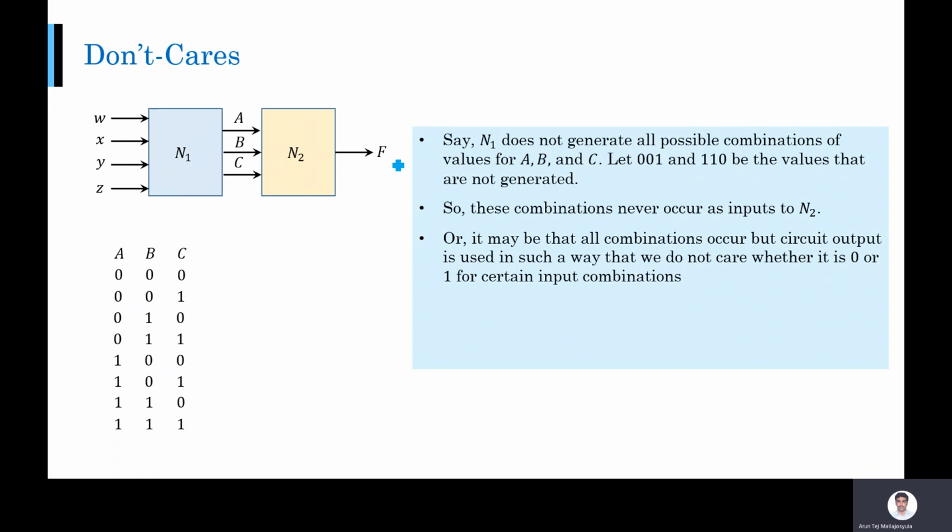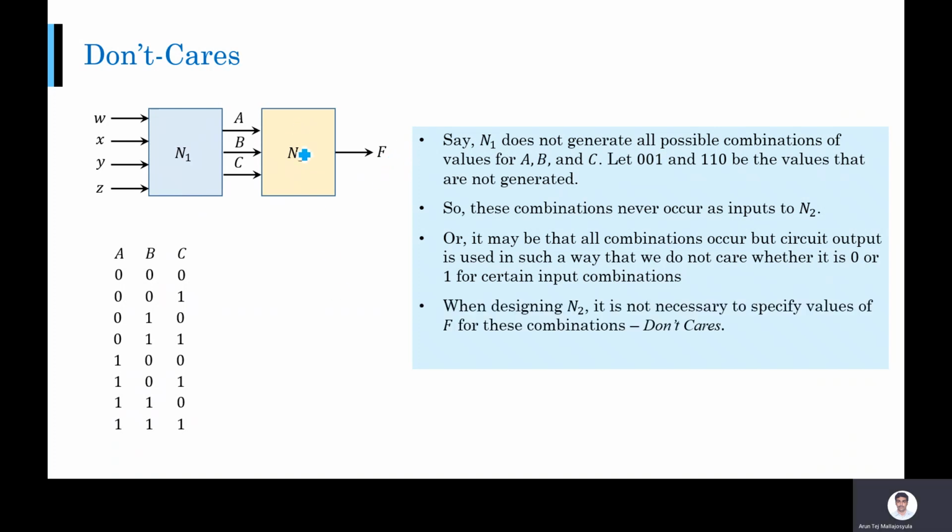but the circuit output is used in such a way that it doesn't matter whether these 2 particular combinations are occurring or not. The output is used in such a way that we really don't care whether you get a 0 or 1 for these combinations, because you are using the function in such a way. So there could be scenarios like this where you either don't get some combinations or you really don't care whether those combinations are coming or not.